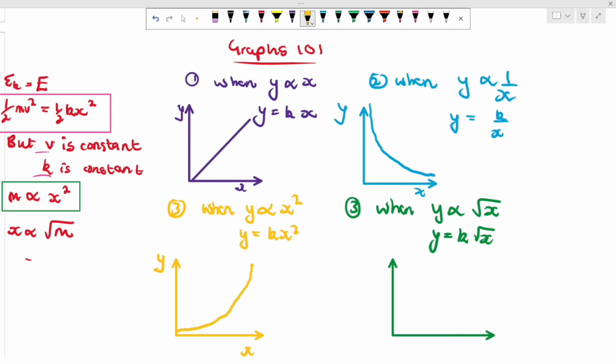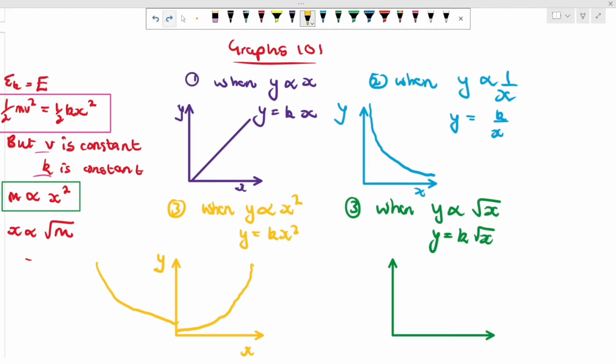Okay, something like that, right? So that's a graph that you're going to draw whenever you see that y is directly proportional to x squared, because it's going to be a graph like this, right? Y is equal to x squared. So we just take the positive part. That's what we're mainly interested in as physicists.